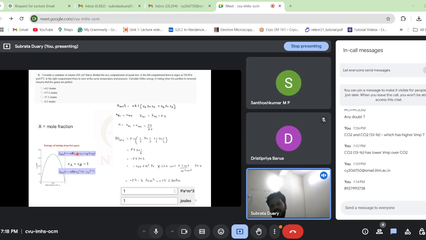So this is the thing you have to understand first, that when two gases or many other gases are mixing with each other, then in that case delta S mixing will always be positive and delta G mixing will always be negative, which basically favors the mixing. Okay, any confusion?